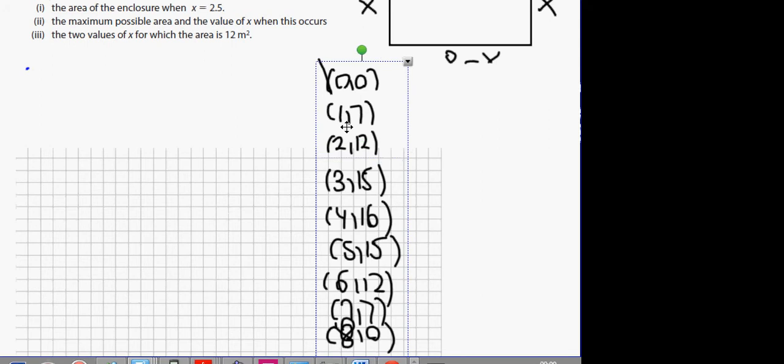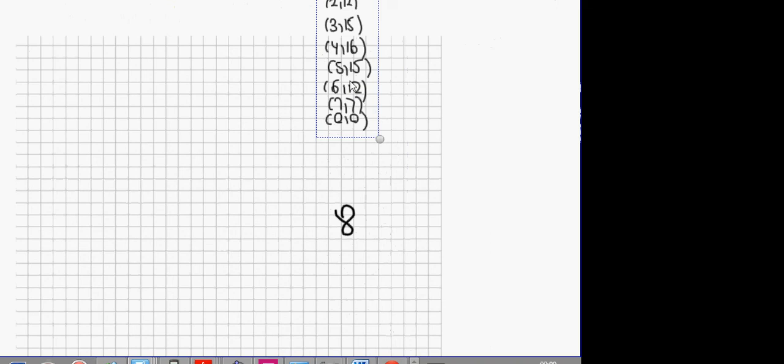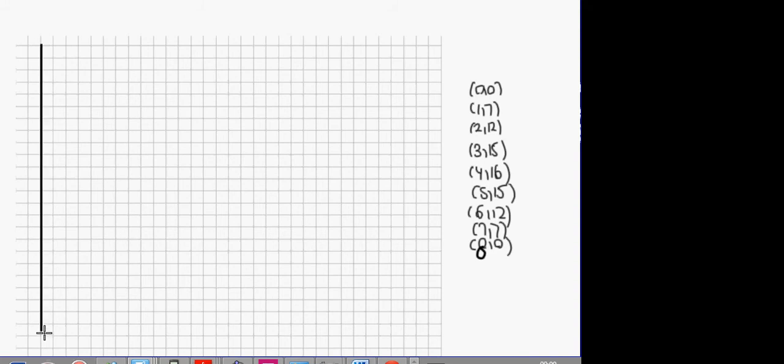Control G. Okay, so you usually make sure you have all your points ready to go. This side here. And remember that the last point is not 0, 0, it's 8, 0. So there we go there. Okay guys, so how far do I have to go up on the y-axis? 16. 16.